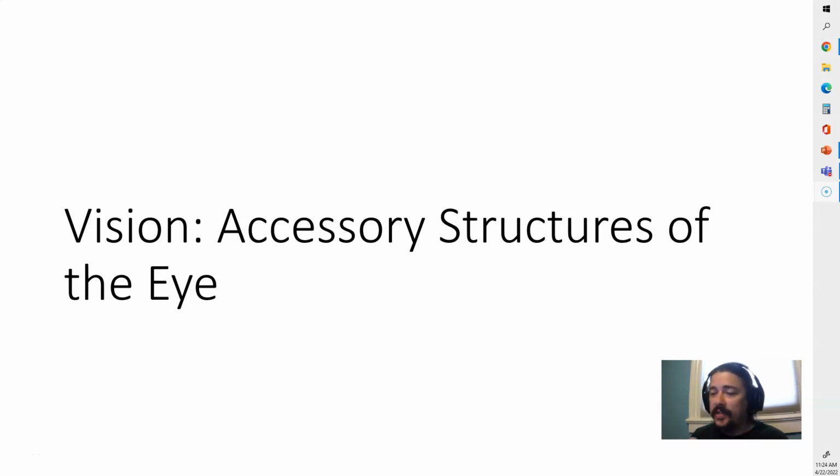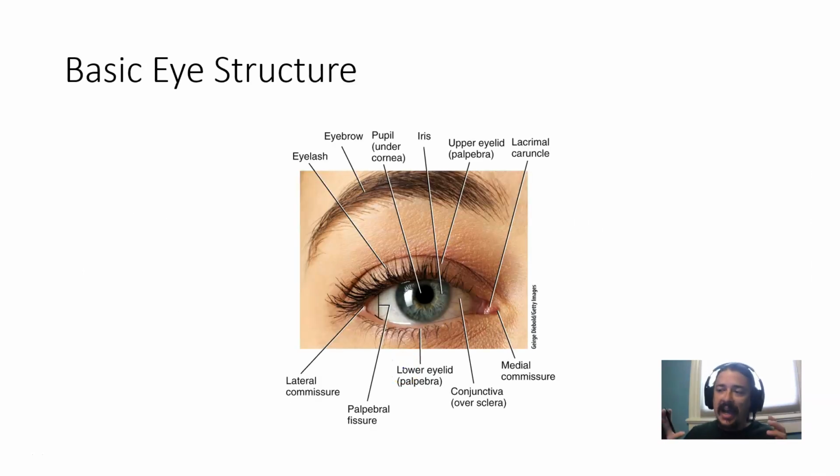In this video, we want to talk about the accessory structures of the eye. We are continuing with a series of videos on vision. Before we get to the structure of the eye itself, there are all these things surrounding your eye that we want to talk about. So in the first slide, we're going to talk about basic eye structure.